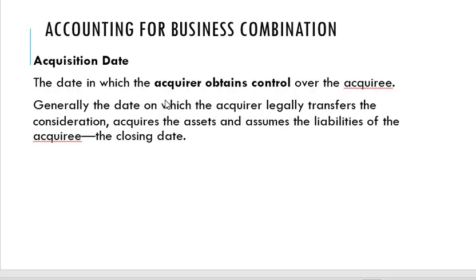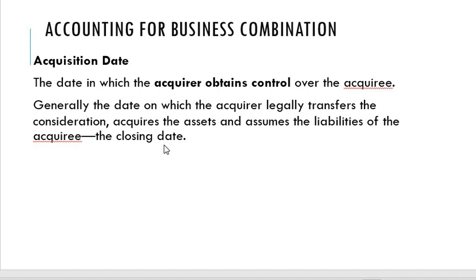Also, in a business combination, it is very important to determine the acquisition date, because it is the date in which the acquirer obtains control over the acquiree. It is generally the date in which the acquirer legally transfers the consideration. So the acquirer transfers its purchase price, or the consideration transferred, to the acquiree. And then, it is the date in which the acquirer acquires the assets, so it purchases the assets and assumes the liabilities of the acquiree. Or it is the closing date.